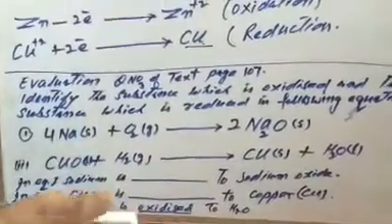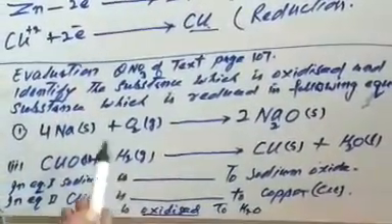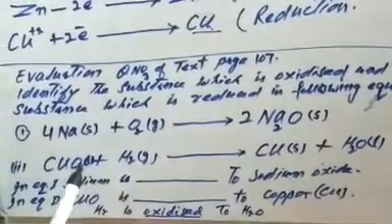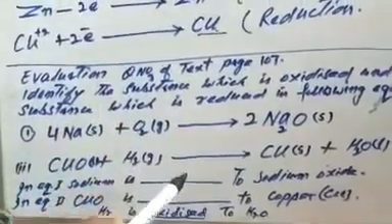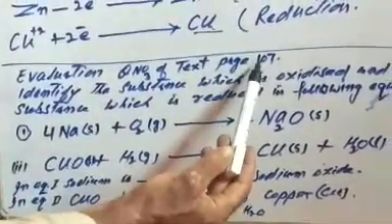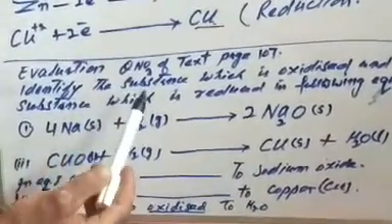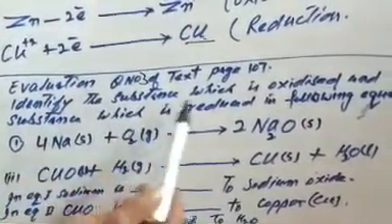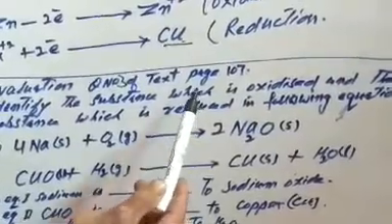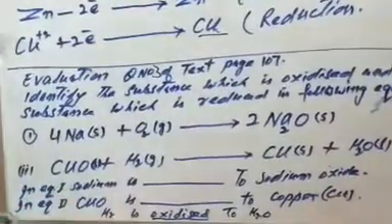Now, let's discuss one more question so that you will get idea whether you have understood this phenomenon of oxidation and reduction or not. In your science text, on page 107, there is question number 3. The question is, identify the substance which is oxidized and the substance which is reduced in the following chemical equations.